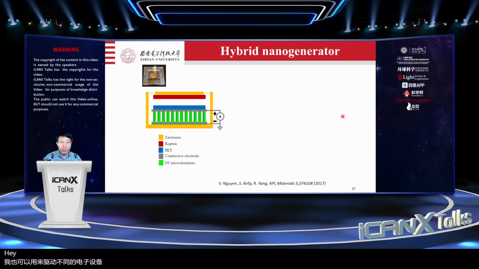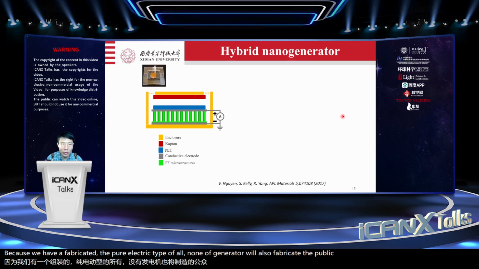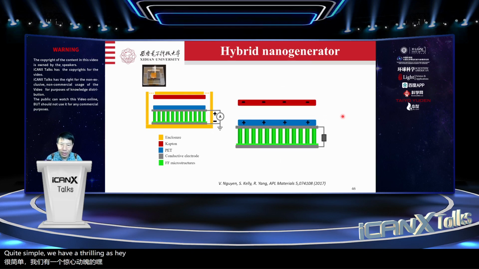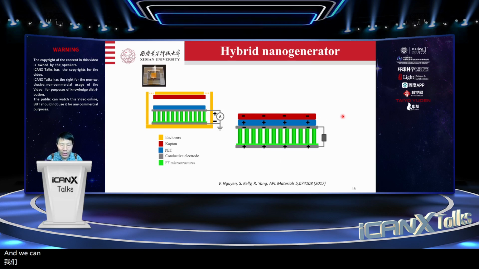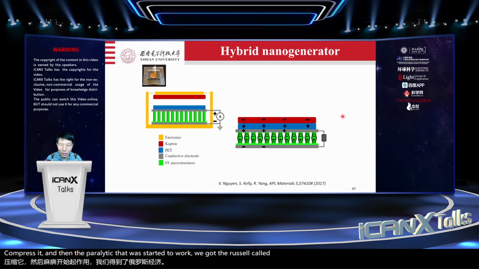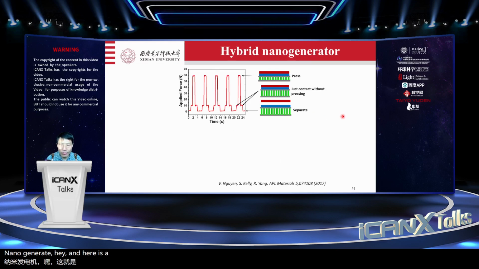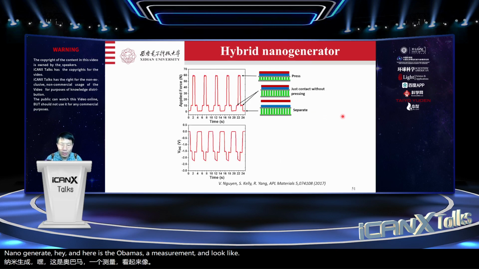And finally, we also fabricated a hybrid nanogenerator. Because we have fabricated the piezoelectric type of nanogenerator and also a triboelectric nanogenerator, how about combining them together? Quite simple. We have 3 layers here, with contact and separation, and we can have the energy output. If you further compress it, then the piezoelectric will start to work. We call it the so-called PNG. So this is a hybrid nanogenerator. Here is the performance measurement. It looks like they did add up.